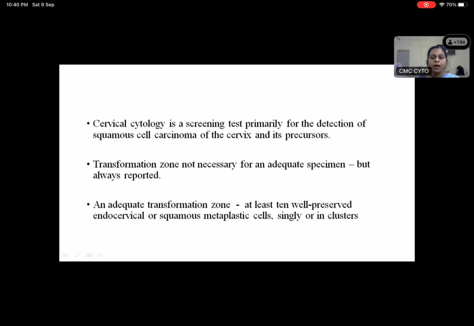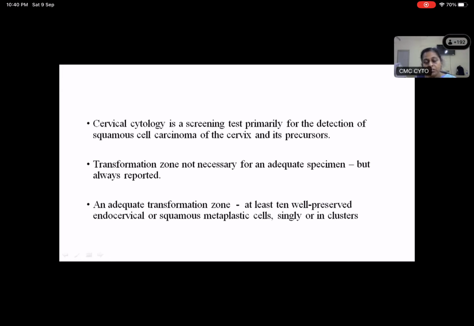So most importantly, Bethesda says that cervical cytology is a screening test primarily for the detection of squamous cell carcinoma of the cervix and its precursors. So it's not primarily a test for glandular cells. It's not a screening test for glandular abnormalities. It's a screening test for squamous abnormalities.